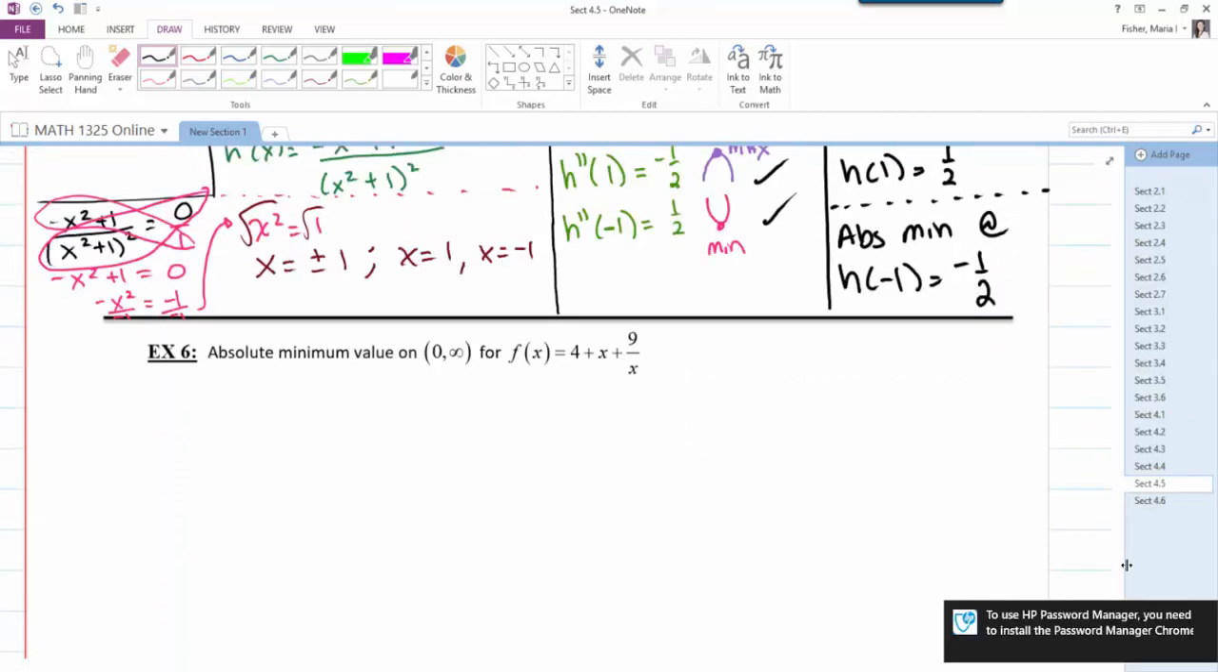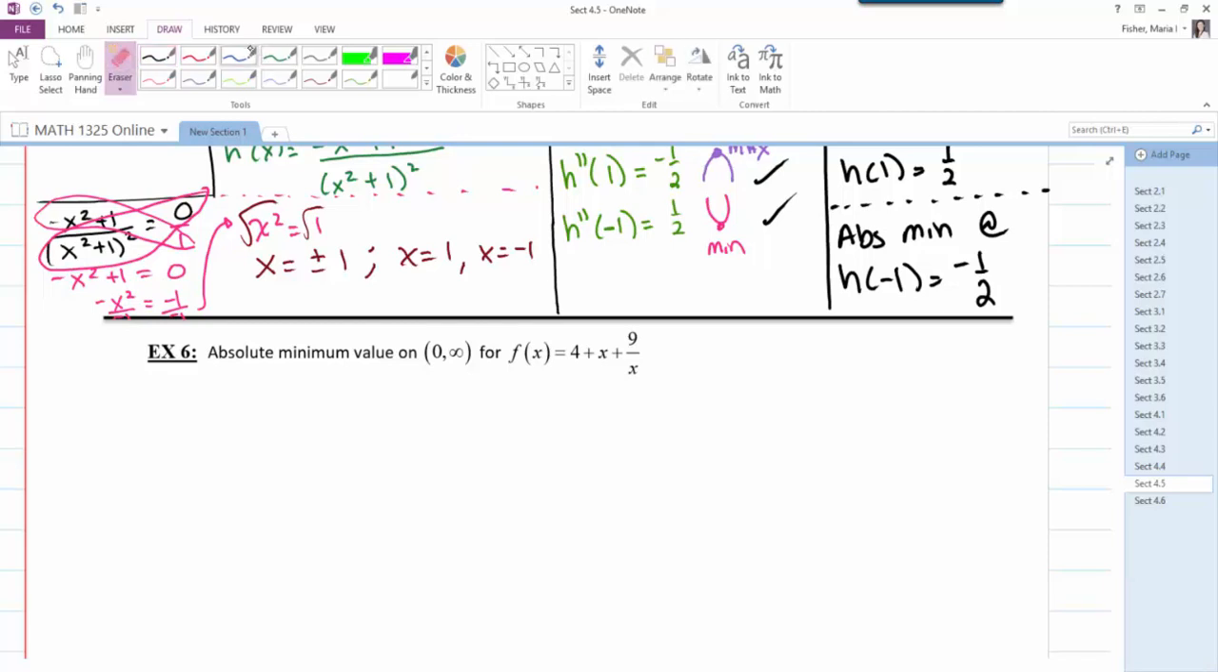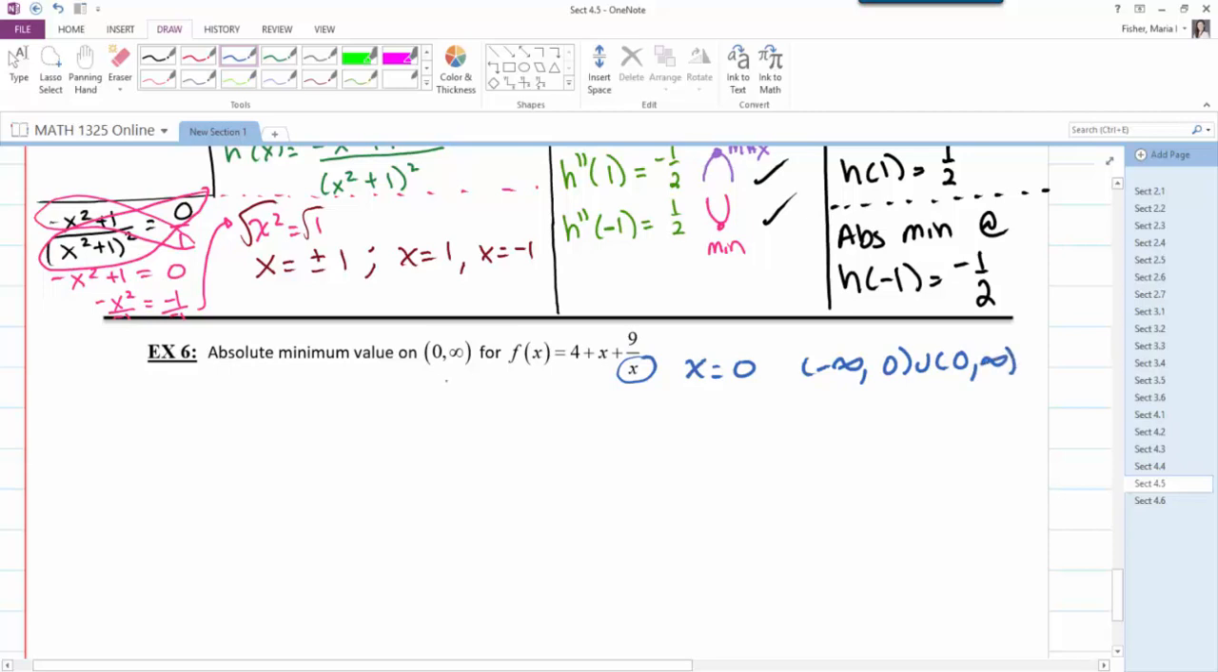Okay, our last one, find the absolute maximum or minimum value on the interval from 0 to infinity for this function. Is it continuous? Well, remember, this is a rational function. So if I set my denominator equal to 0, I get x equals 0. So that means that I'm continuous from negative infinity to 0 and from 0 to infinity, which means I'm continuous on that interval. So I am continuous. So now it's time to find the first and second derivative.